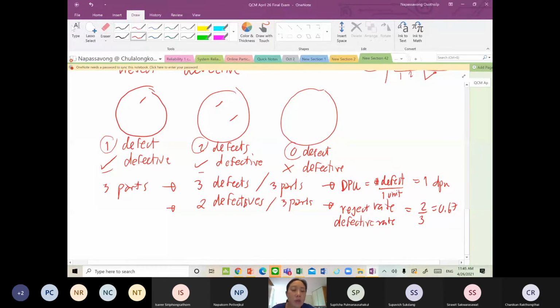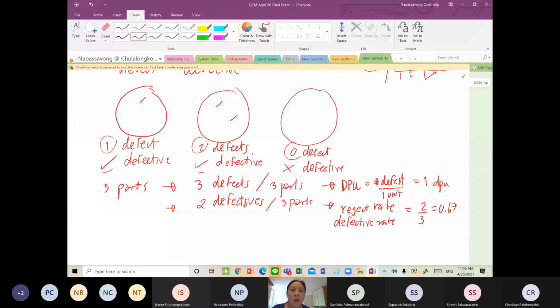Okay, so now I just want you to distinguish between defect and defective. They are related in the sense that a defective contains at least 1 defect. But when you take a look at the part which is a defective, you do not care how many defects occur in that part, but you just consider whether this part contains at least 1 defect or not. If it contains defects, you will say that this part is a bad part, but a good part, or a non-defective, is a part that contains no defect at all.